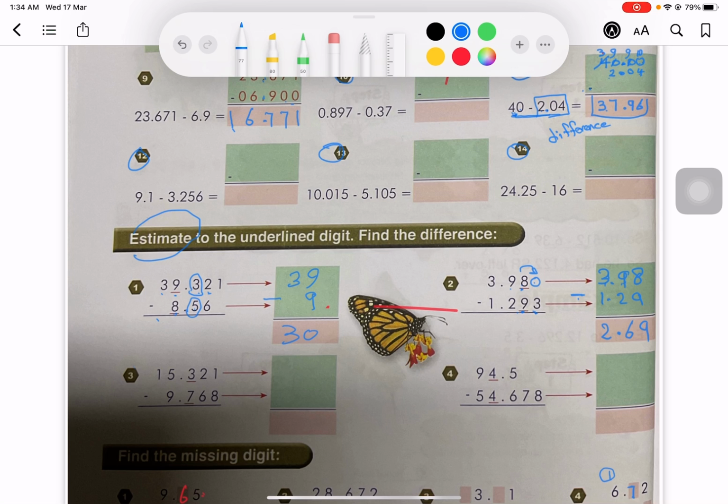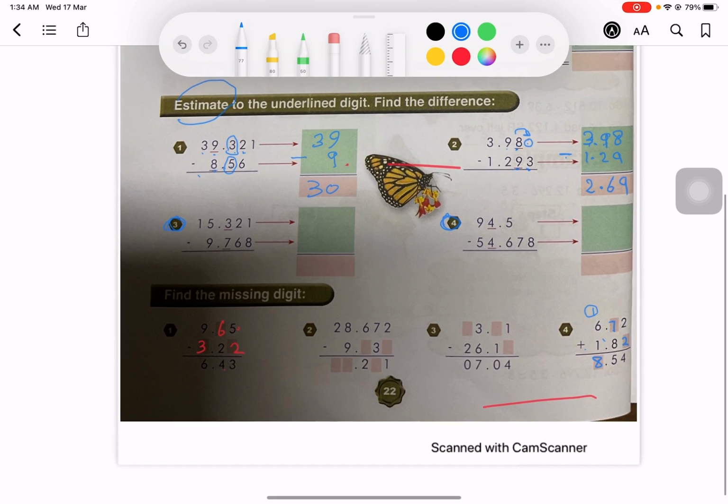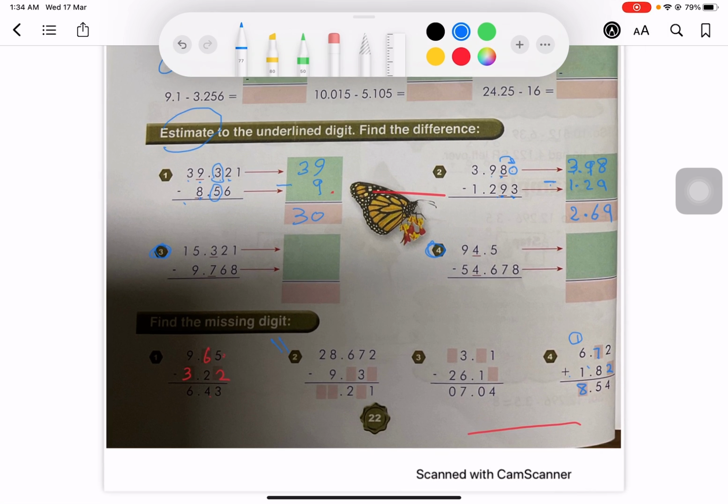You are going to do this as homework and this as homework. So what we didn't solve will be homework for you, grade 6.